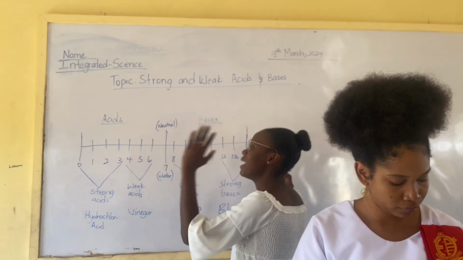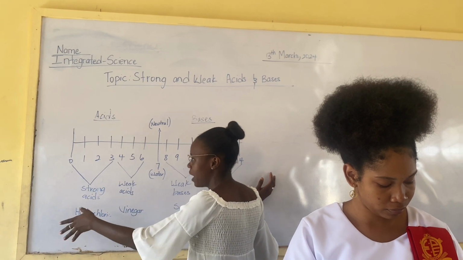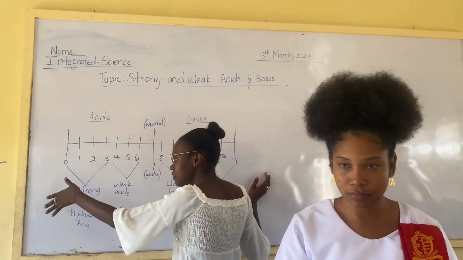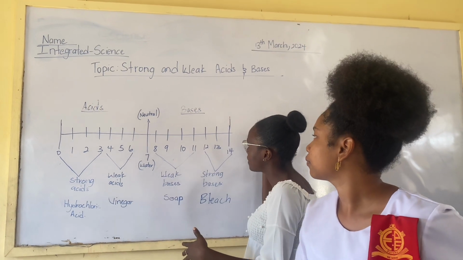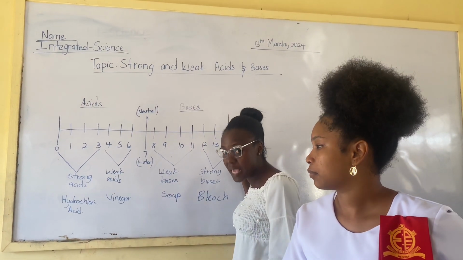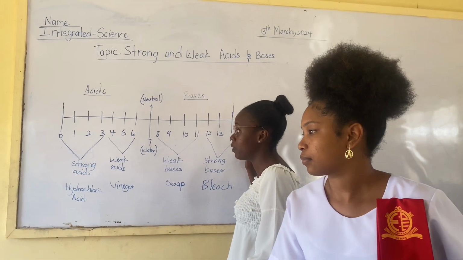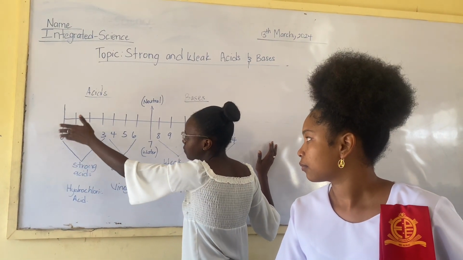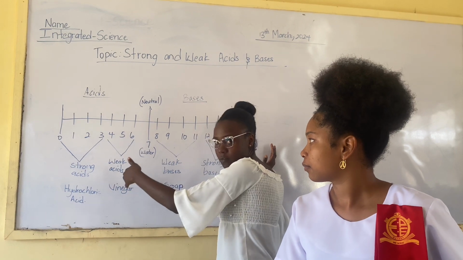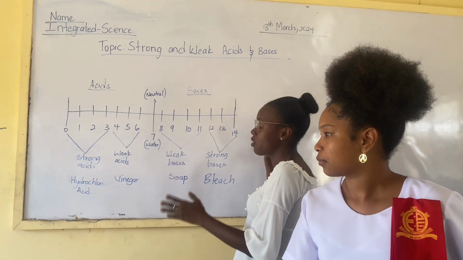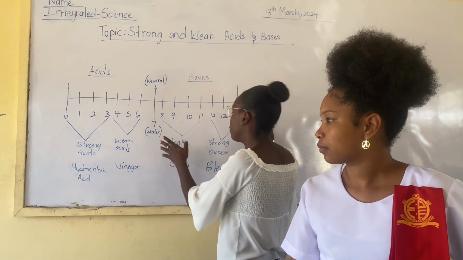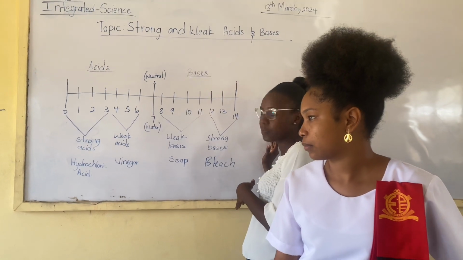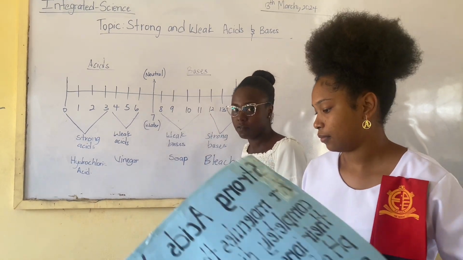Now, on your left hand, you can find acids. On your right side, you find bases. Let me go back again. On your left side, you have acids from 0 to 6. On your right side, you have bases from 8 to 14. Are there any questions whatsoever so far?